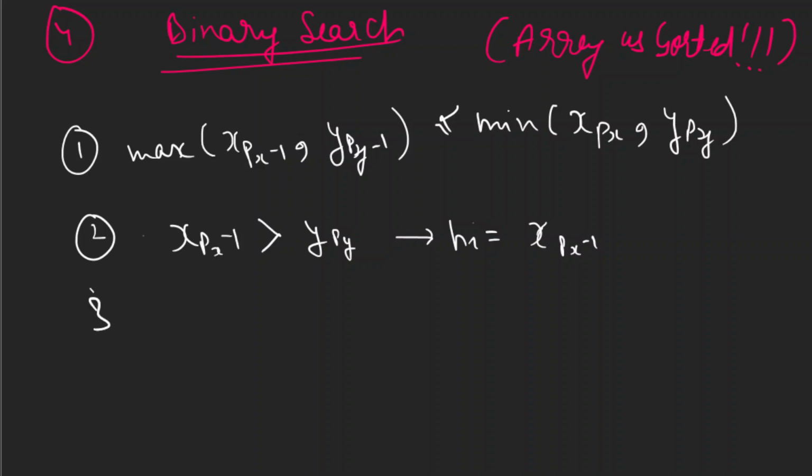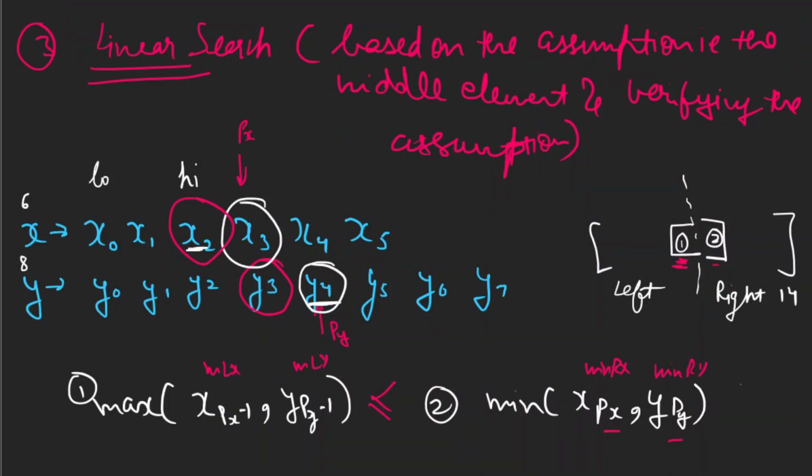And the third condition is, if our max left y, which means y of py minus 1, is greater than x of px, the minimum one, then let's see it here. If I say that this x element has to be greater than this y element, and has to be smaller than this, okay, so this is the relationship: x3 has to be greater than y3, right?